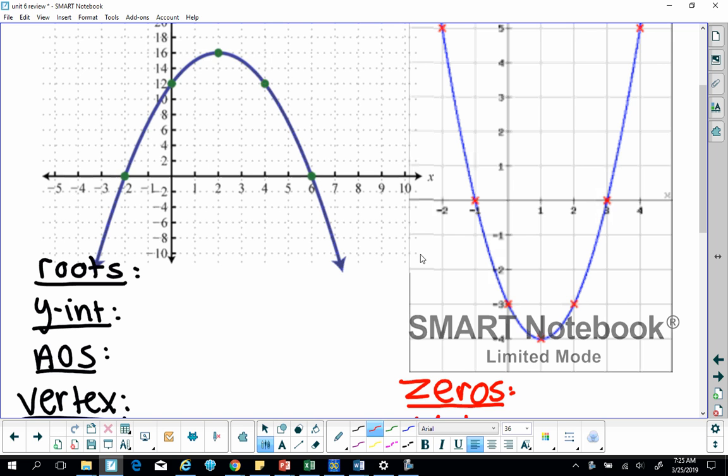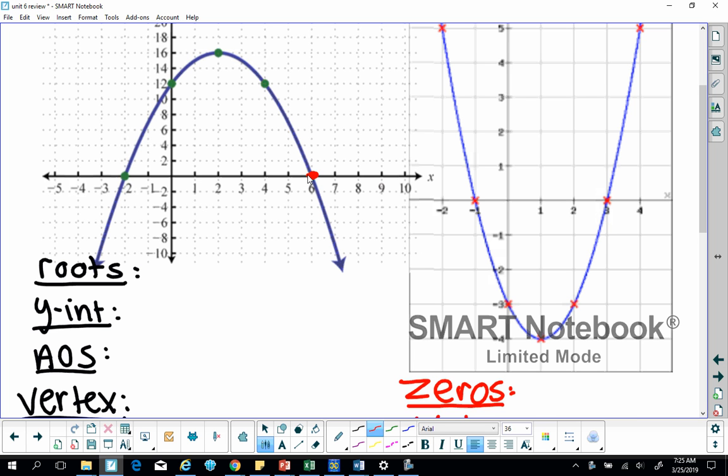with just identifying these certain things on the graph. So what do roots stand for? Or what are roots? Zeros, what's another word for it? Solutions, what do they mean though, all of them? X-intercept. So what are your x-intercepts here?